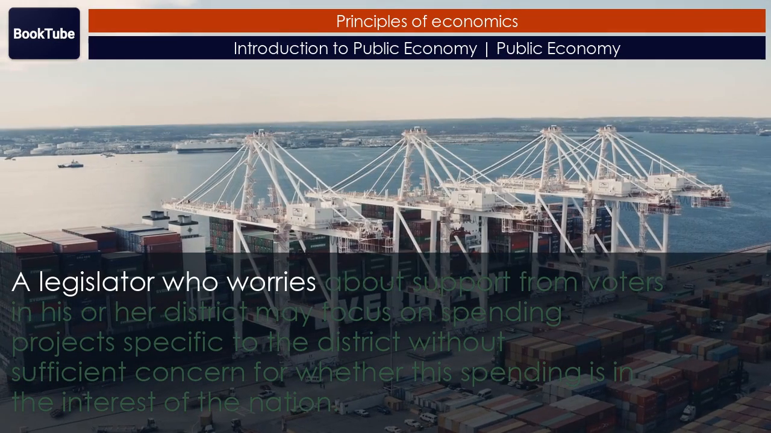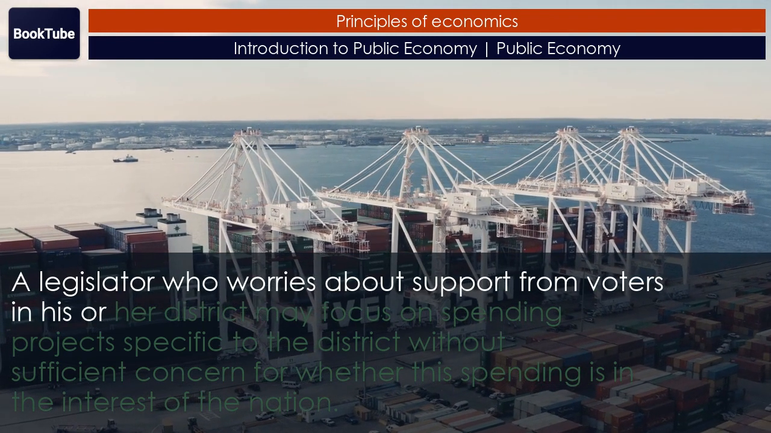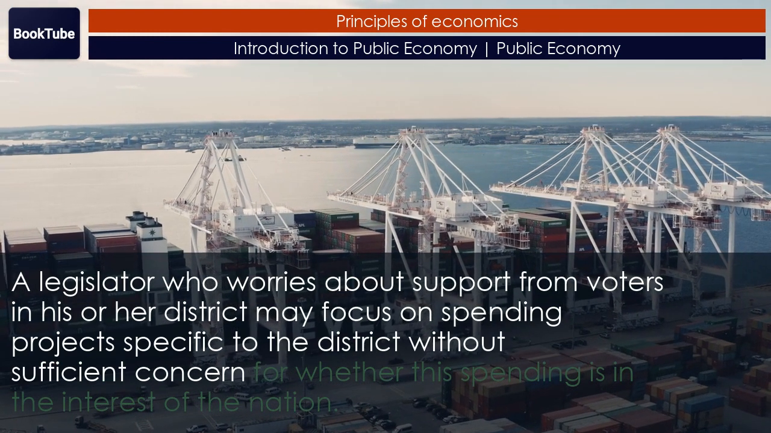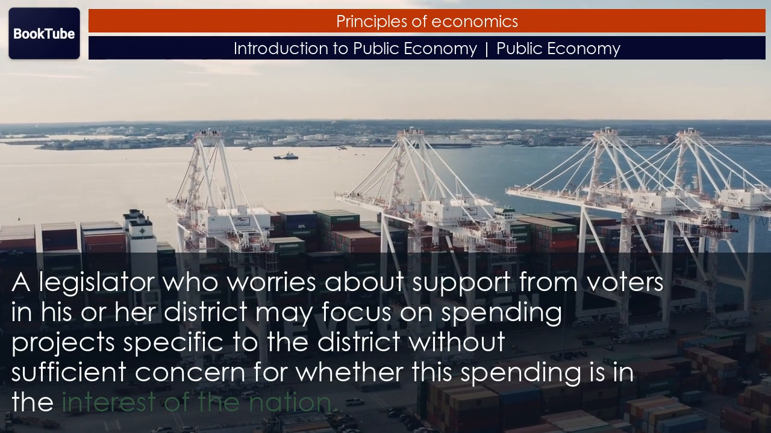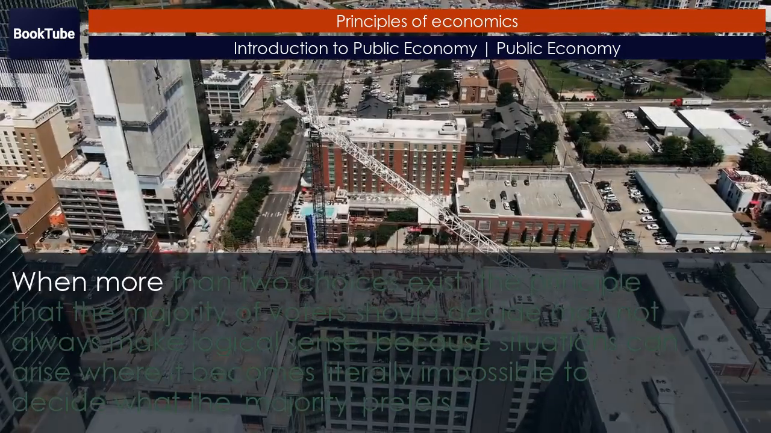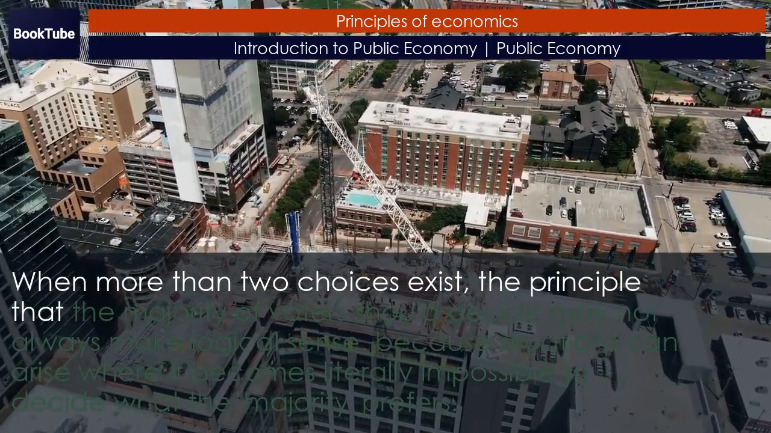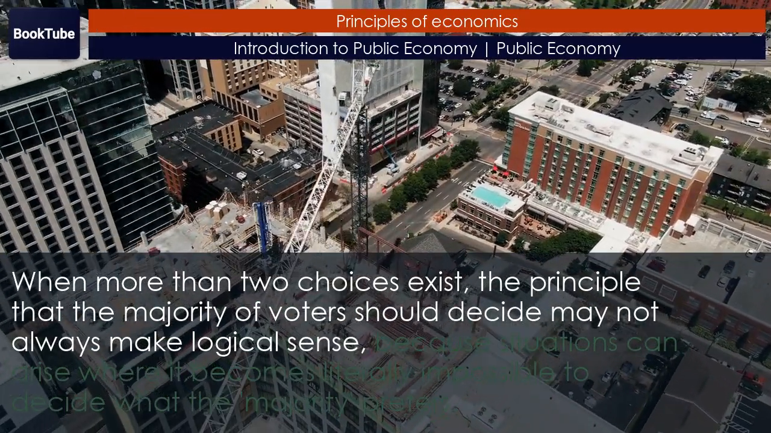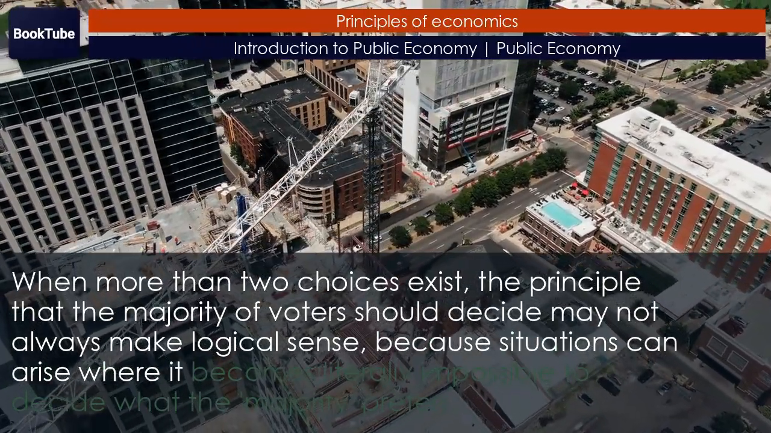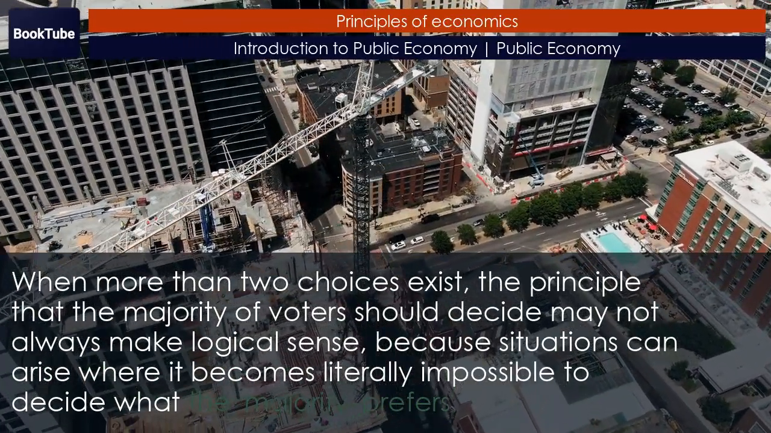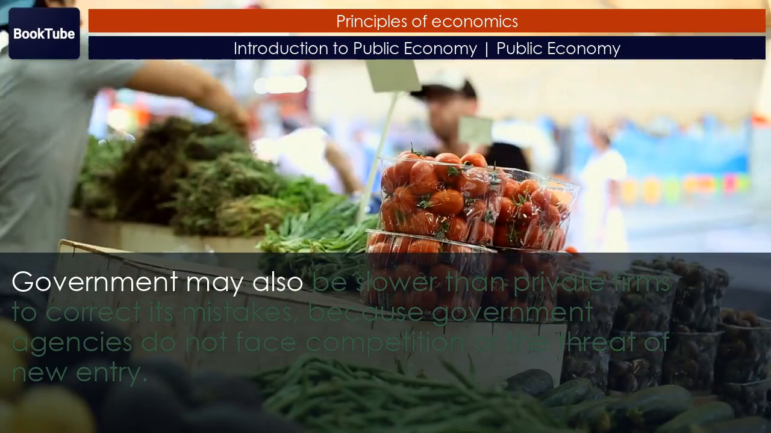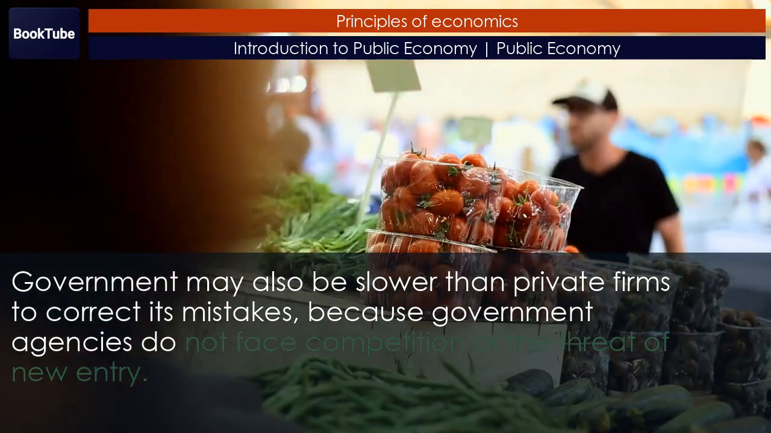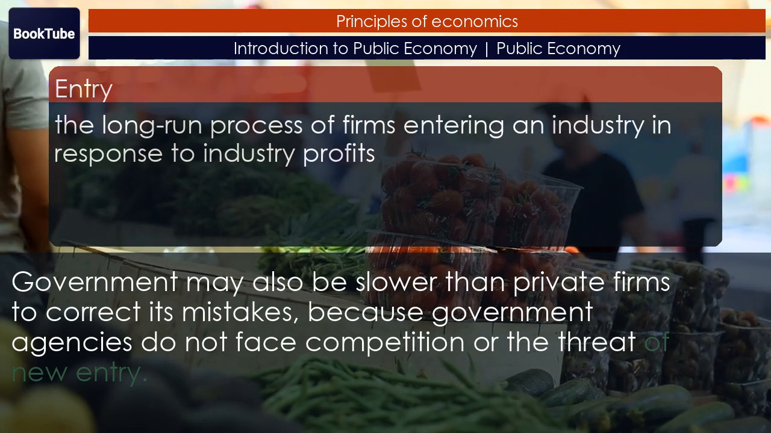A legislator who worries about support from voters in his or her district may focus on spending projects specific to the district without sufficient concern for whether this spending is in the interest of the nation. When more than two choices exist, the principle that the majority of voters should decide may not always make logical sense, because situations can arise where it becomes literally impossible to decide what the majority prefers. Government may also be slower than private firms to correct its mistakes, because government agencies do not face competition or the threat of new entry.